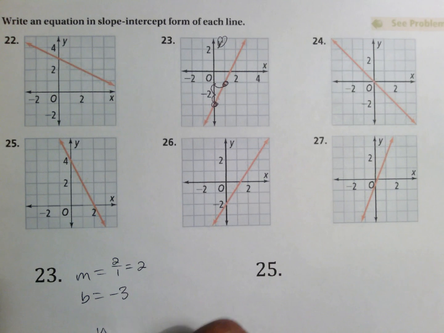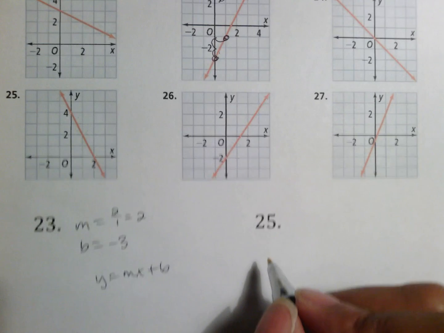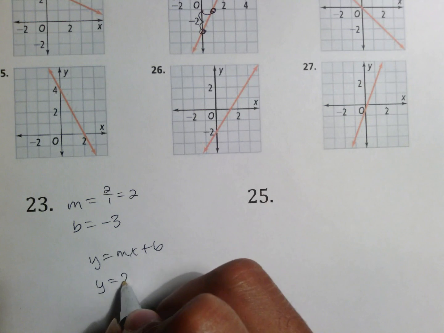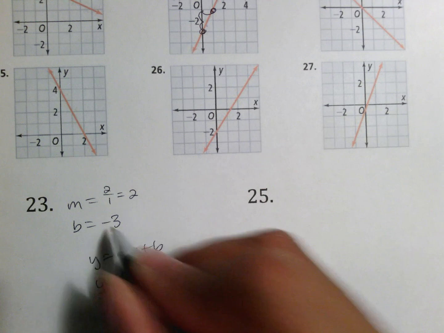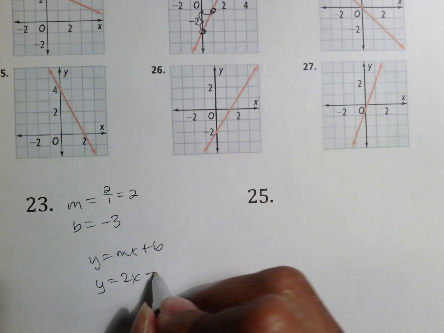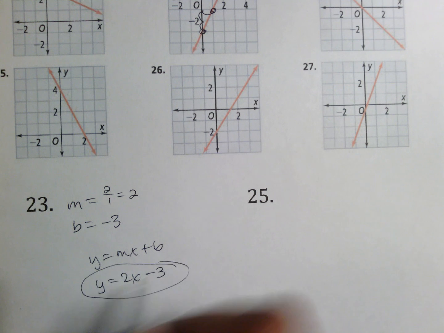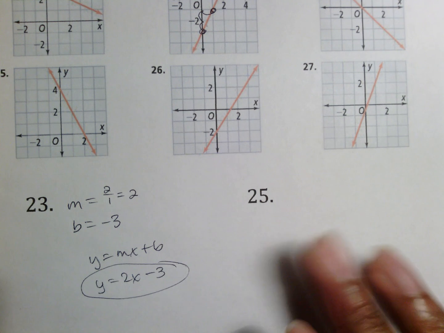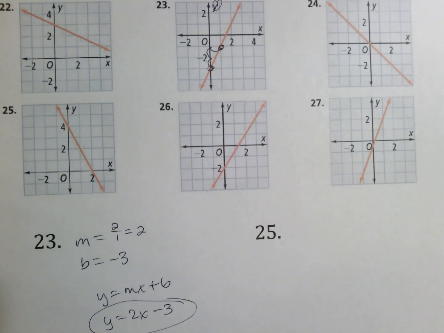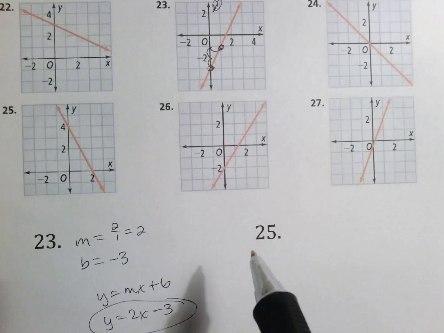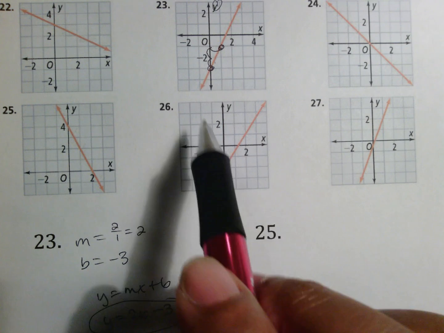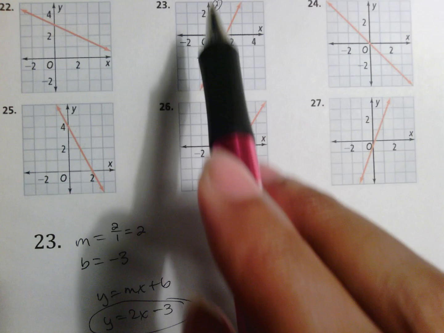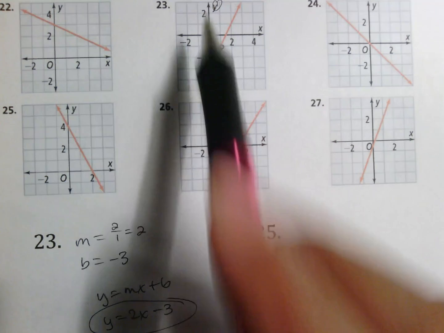And because now I have M and B, I'm simply going to plug those into my mx plus b, getting y equals 2x. And remember, I don't want to put plus a -3. I'll just put -3. And that is all that I have to do to answer that question. Again, find the slope using the method that we used last week, and then identify the y-intercept by using your common sense in terms of where it crosses the y-axis.